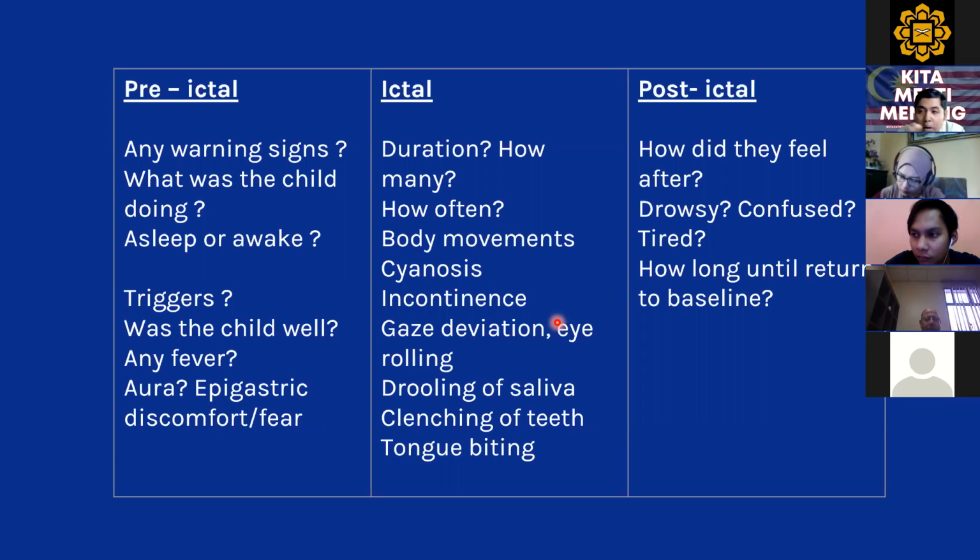Okay, and then moving on to the post-ictal, we want to know how the patient feels after that. Is the patient's consciousness impaired or not? How long does it take for the patient to come back to baseline, to the normal person again? So these three parts are really important. You can divide your history taking according to this.